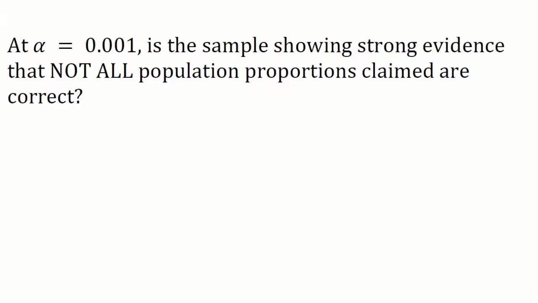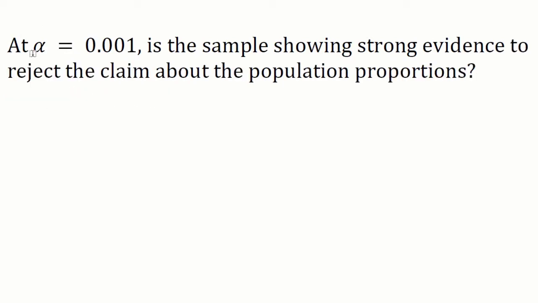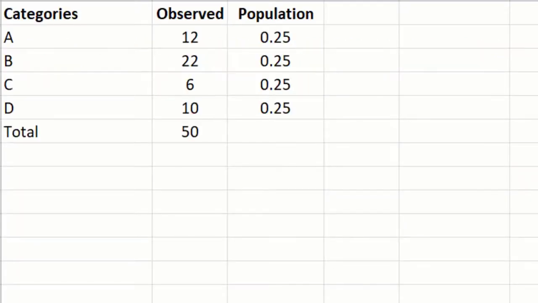Now, after having some understanding about the data and the description of the problem, the question is brought to us: at significance level 0.01, is the sample showing strong evidence that not all population proportions claimed are correct? Or, as I explained in the general lecture, the same question can be stated as: at significance level 0.01, is the sample showing strong evidence to reject the claim about the population proportions? The claim here is that all of these proportions are equal to each other, specifically 0.25 for each, because there are 4 proportions and they're all equal.